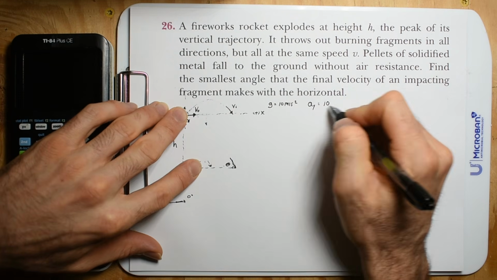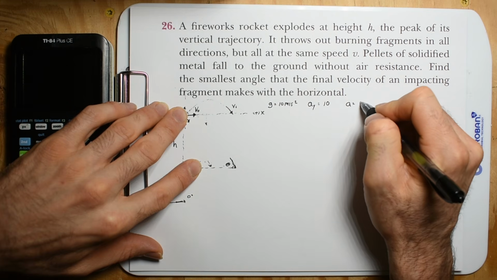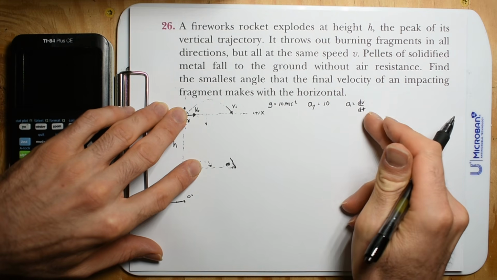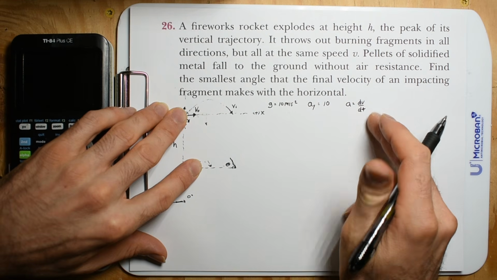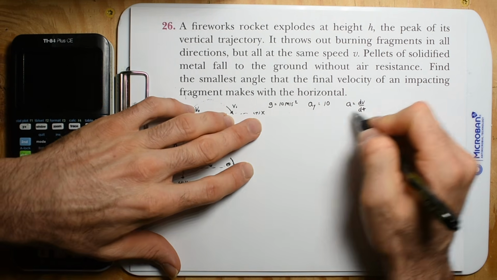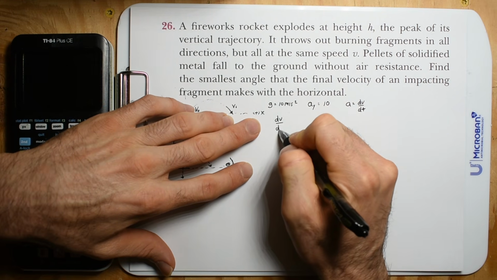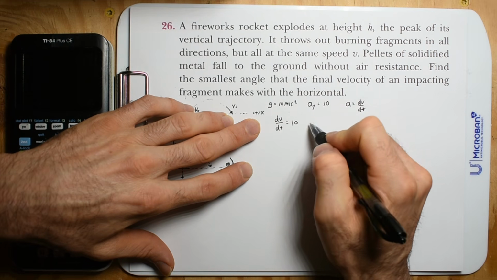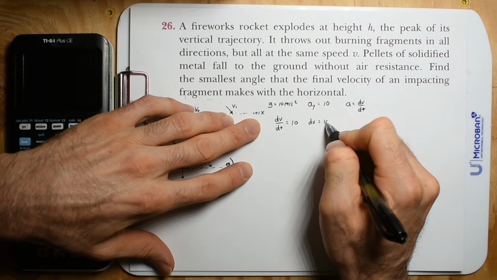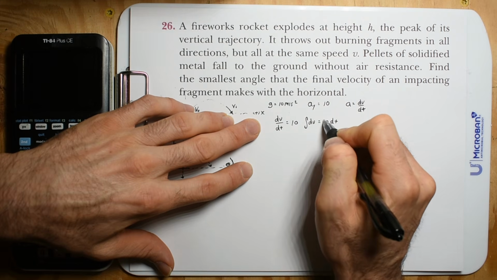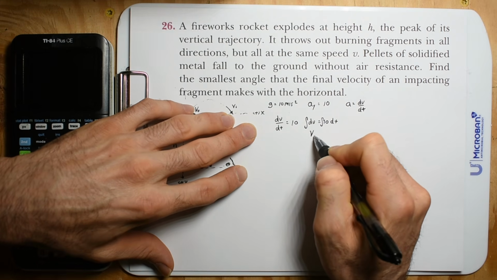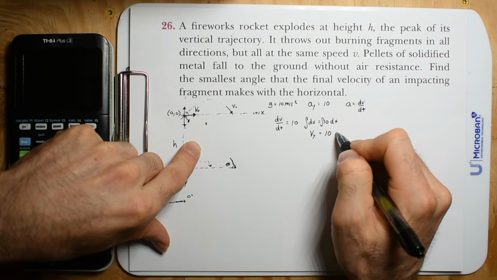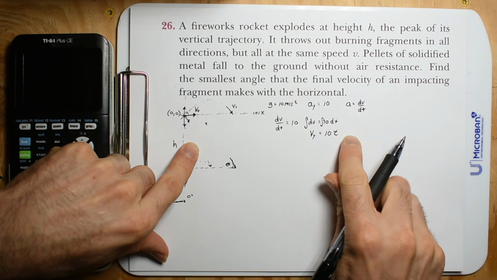The definition of acceleration is change in velocity over change in time, and if we write it as dv dt, that's the faster way. Now we can say dv dt is equal to 10, and then we can separate variables. So we get dv is equal to 10 dt, and then we integrate. We get an equation for velocity. Now this velocity in the y is equal to 10t plus a constant.